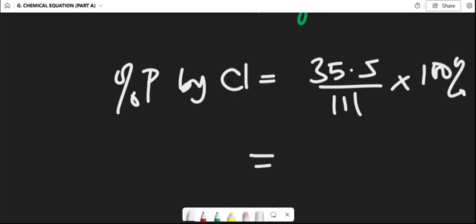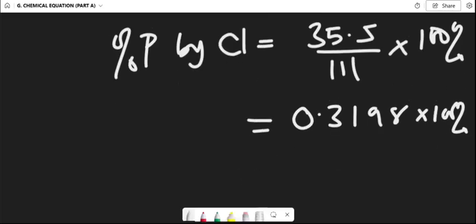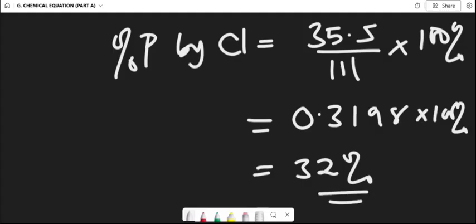So when you use your calculator to do that, firstly divide 35.5 by 111. I'm going to have it as 0.3198, multiplied by 100. So multiplying this by 100, we end up having 31 point something, approximately 32%. So that's the percentage by mass of chlorine.